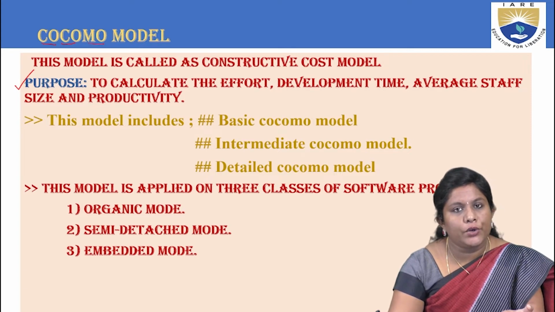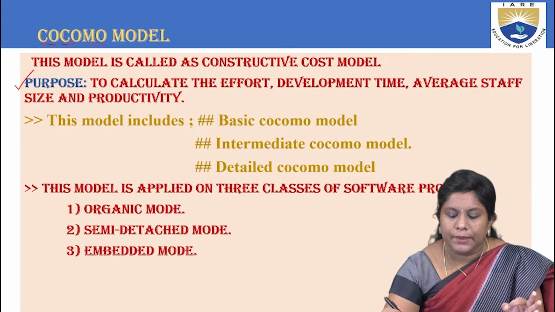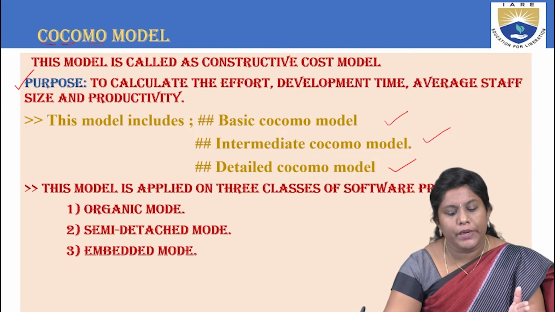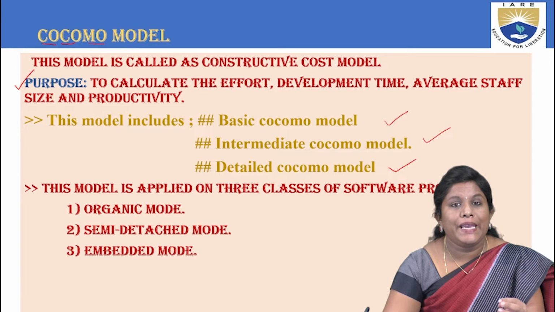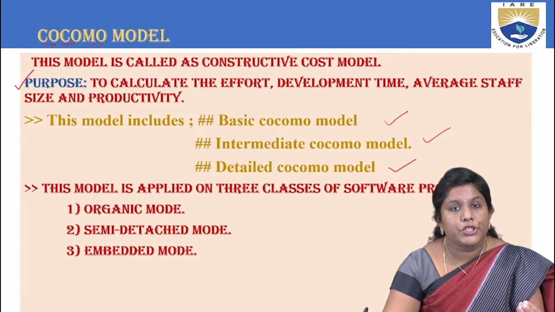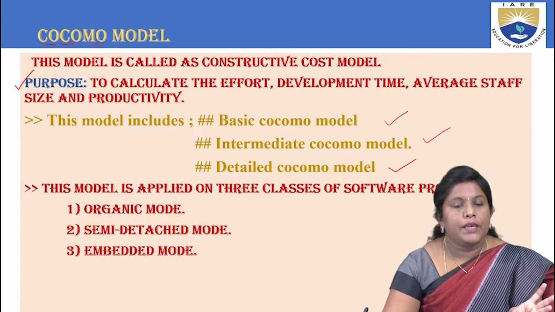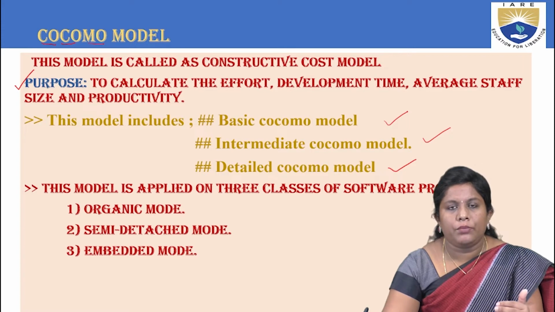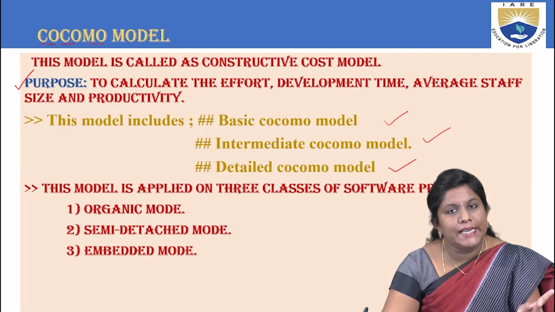So the main purpose of this Cocomo model, that is the constructive cost model, is to calculate the effort, development time, average staff size, and the productivity. This model includes three things, that is the basic Cocomo model, the intermediate Cocomo model, and the detailed Cocomo model. So I repeat, Cocomo model is nothing but the constructive cost model. The main intention of this particular model is to calculate the effort, the development time, the average staff size, and the productivity. And in turn, this particular model includes three variations, that is the basic Cocomo model, intermediate Cocomo model, and the detailed Cocomo model.